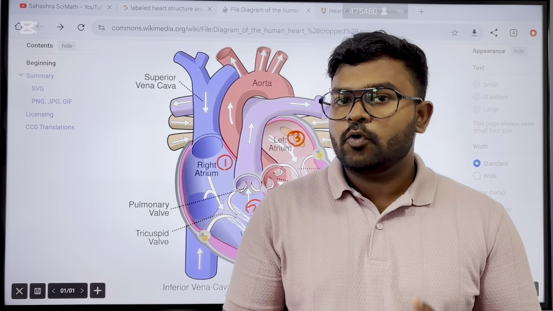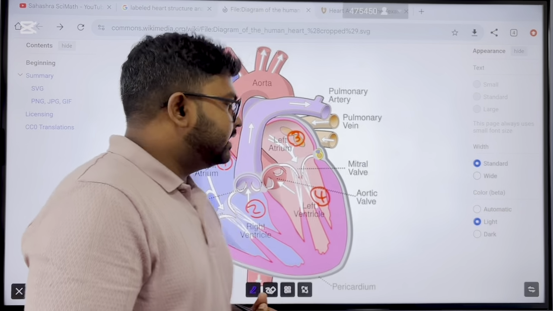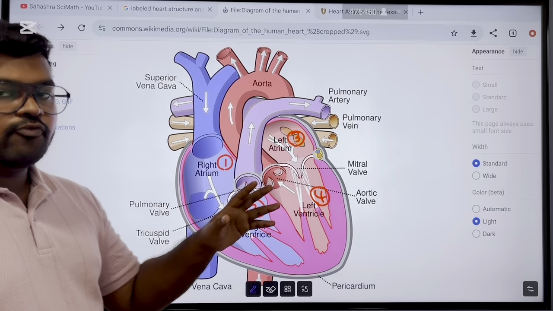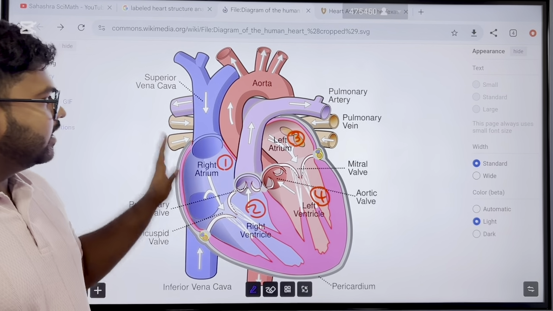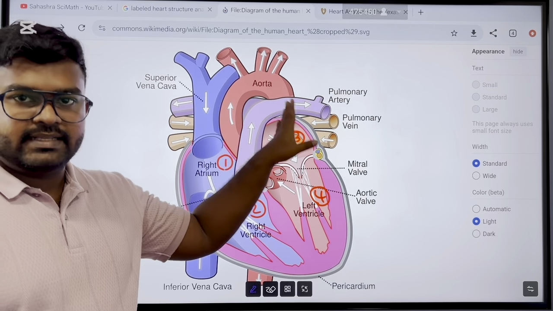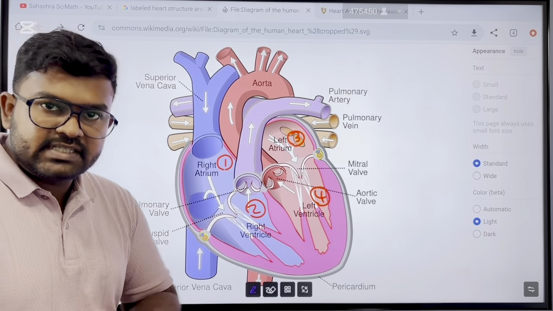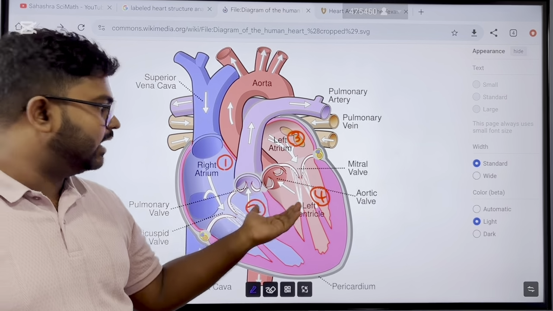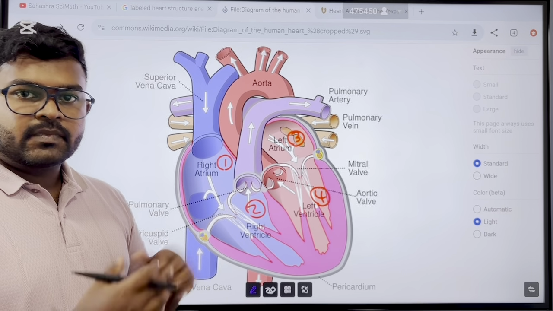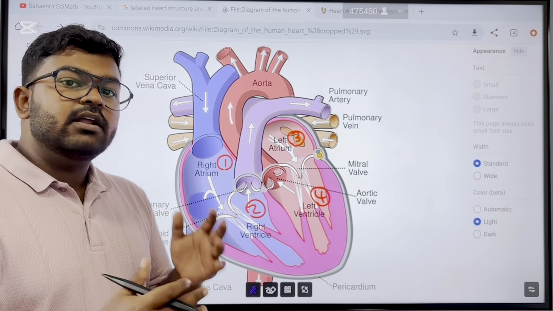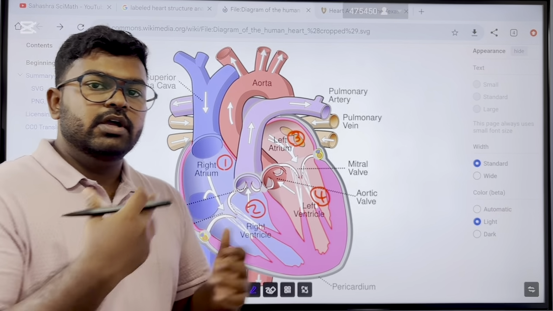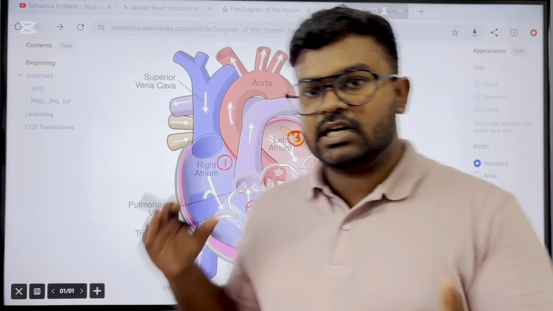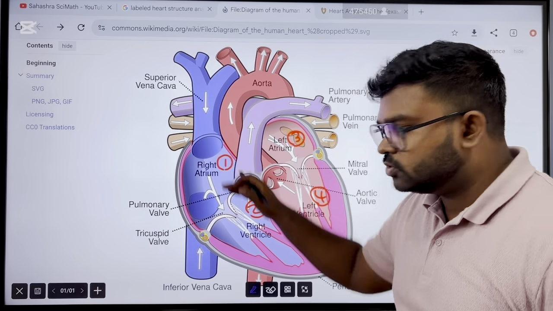Other than these 4 chambers of the heart, there are heart valves. There are 4 heart valves, and there are related blood vessels, arteries and veins. We are going to discuss these related blood vessels and the mitral and other valves while discussing the blood flow through the heart.